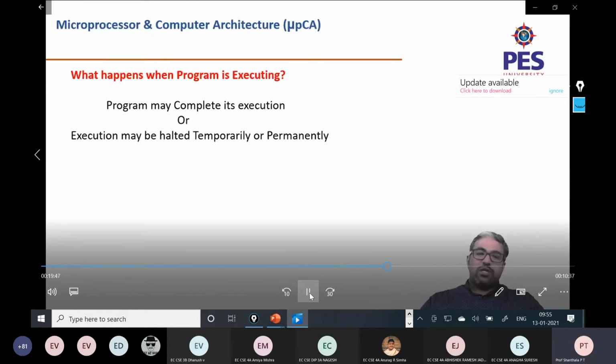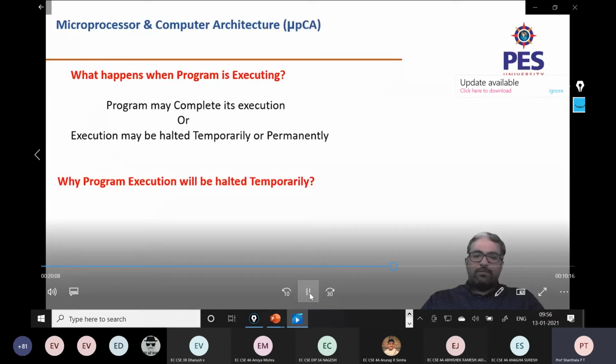The user program may be halted temporarily. That means wherever you are executing, in between they will stop and the privileged program can come for execution. Once the privileged program completes its execution, the user program can resume its execution. That's the meaning of halting the program temporarily.